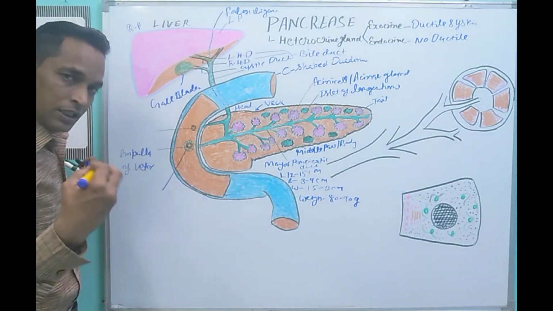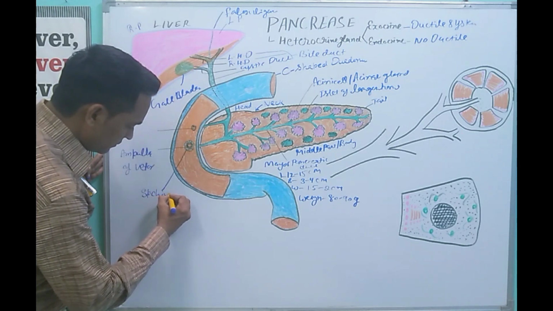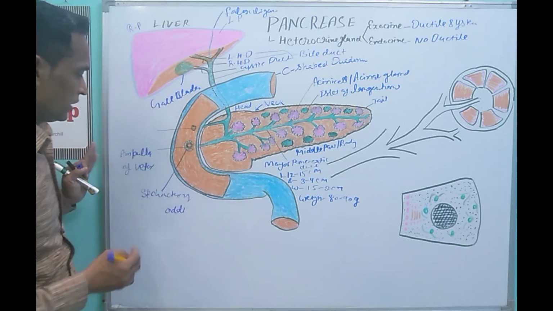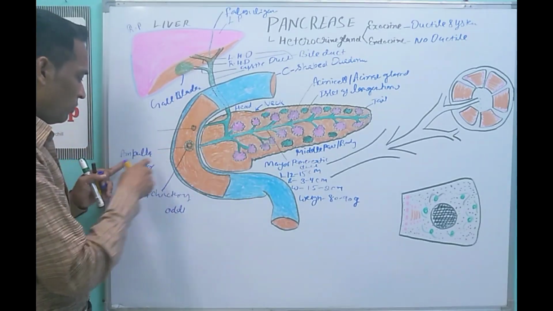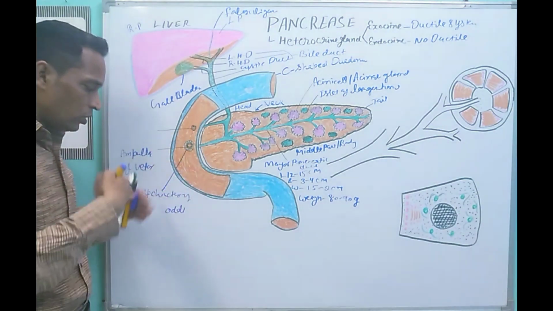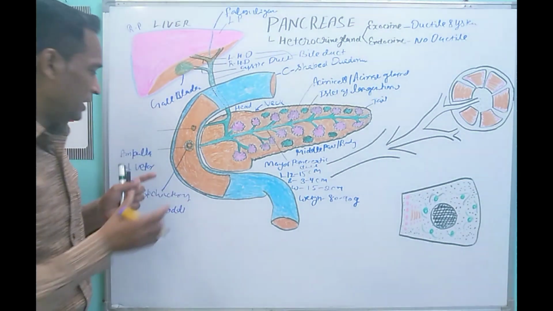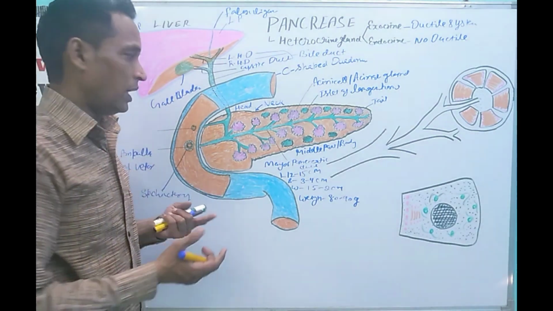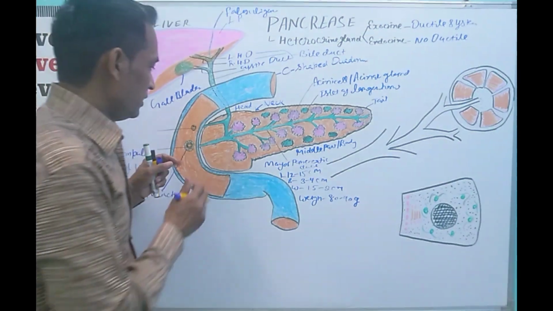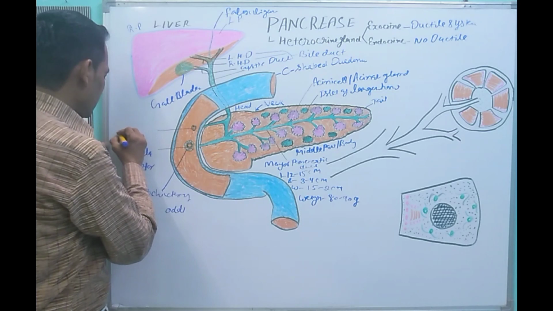This muscle is known as the sphincter of Oddi. Clear this point? The ducts open into the ampulla of Vater, and the ampulla of Vater is also covered by the muscular structure known as the sphincter of Oddi, which controls the flow of pancreatic juice. And we will talk about the minor duct, that is the minor papilla.